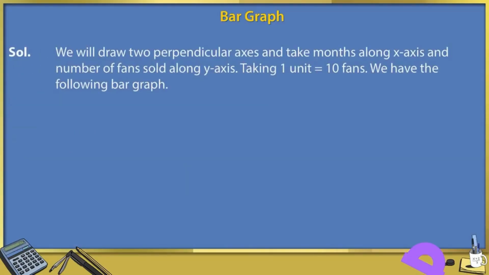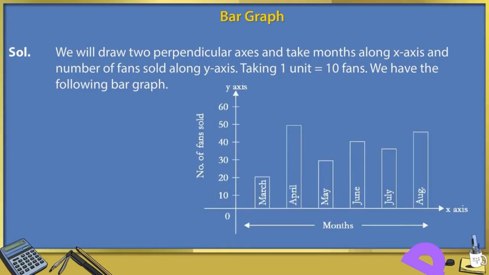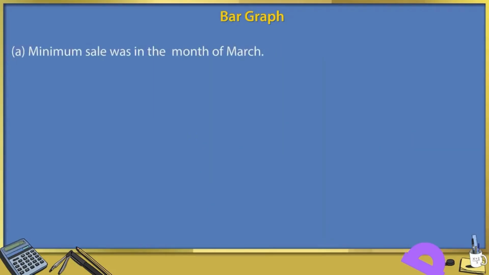Solution. We will draw two perpendicular axes and take months along x-axis and number of fans sold along y-axis. Take 1 unit is equal to 10 fans. We have the following bar graph. A. Minimum sale was in the month of March. B. Maximum sale was in the month of April.